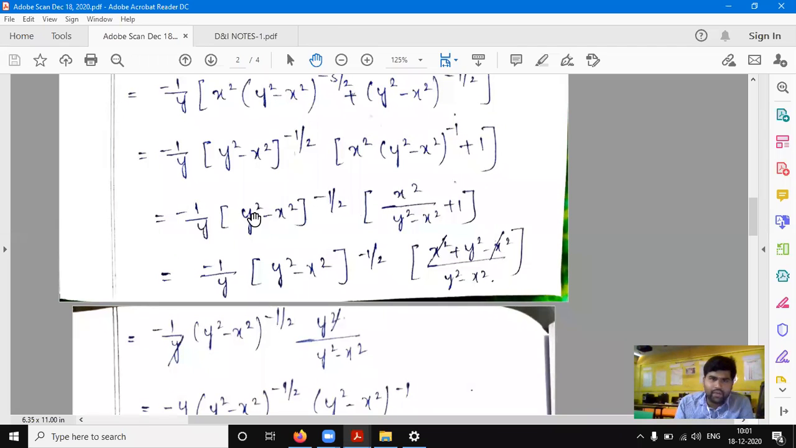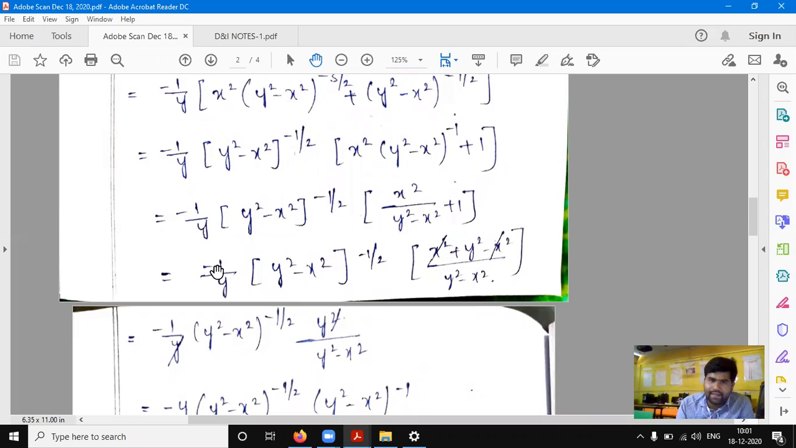So that is minus 1 by y into y square minus x square all to the power of minus 1 by 2. This one we can write as x square into x square divided by y square minus x square, because a to the power of minus n is equal to 1 by a to the power of n. So then what happens, that is y square minus x square plus 1.